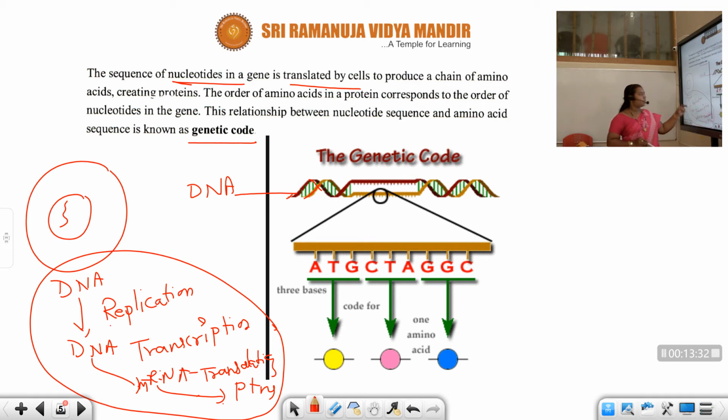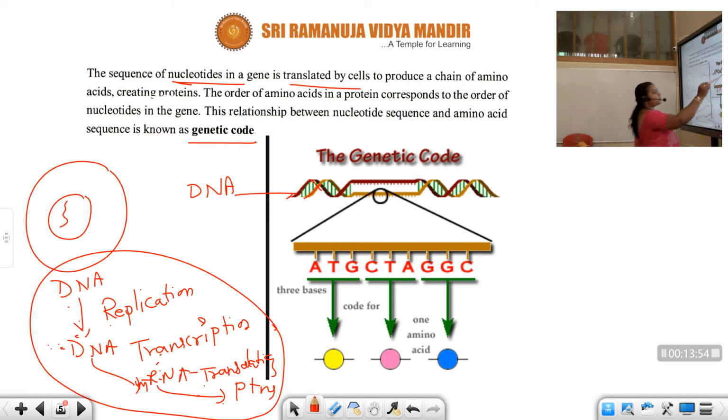What do you mean by replication? Synthesis of DNA from DNA. And DNA is again responsible for the formation of the mRNA. The technical term we use for this process is transcription. And this mRNA is translated into the protein with the help of translation.